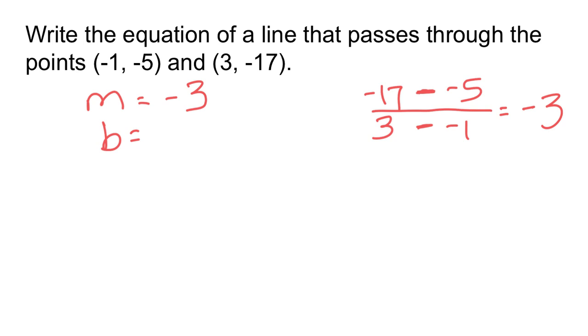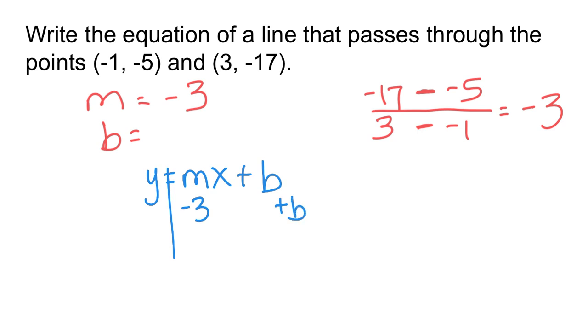Again, I don't have a point that is a y-intercept because neither of these starts with a 0. If this was a 0 in either one of them, we could use it, but it's not, so we can't. So since I can't, I'm going to use my formula or my equation to solve. So I'm going to take y equals mx plus b. Where m is, I'm going to put negative 3. And where the x and the y are, I'm going to put an x and a y from one of those 2 points. I'm just going to use negative 1 and negative 5.